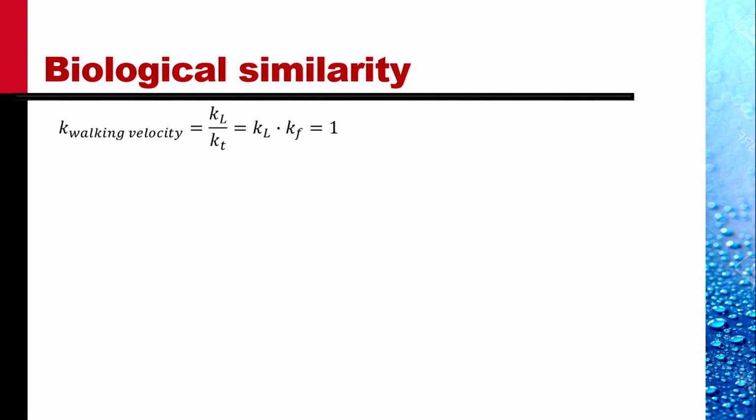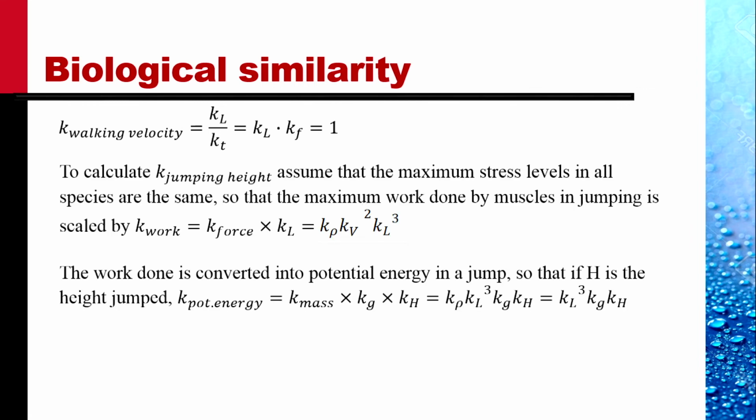So the speed at which the two species walk would be about the same. To calculate the scale factor of jumping height, assume that the maximum stress level in all species is the same, so that the maximum work done by muscles in jumping is scaled by K work, which is K force into KL. And K force is like K rho, KV squared, KL squared. So K work becomes K rho, KV squared, KL cubed.